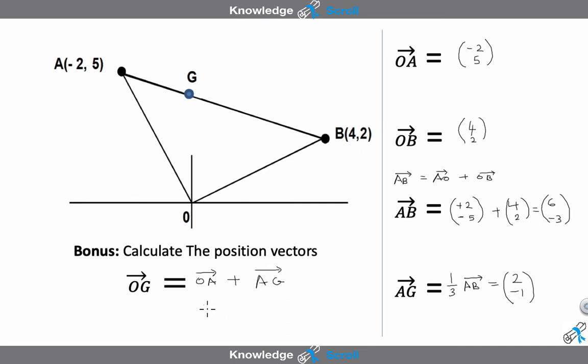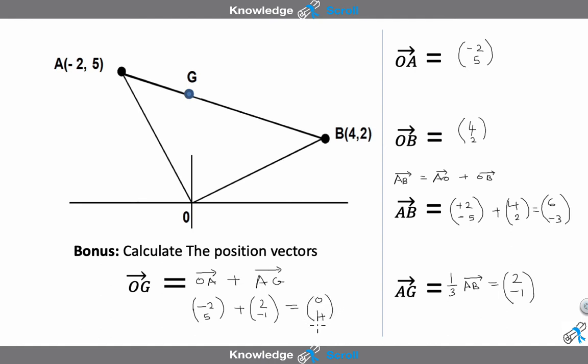Now to calculate it, we know what OA is, and that is (-2, 5), and AG, we just calculated it as (2, -1). So therefore, by adding these two together, I calculate the position vector OG to be (0, 4).